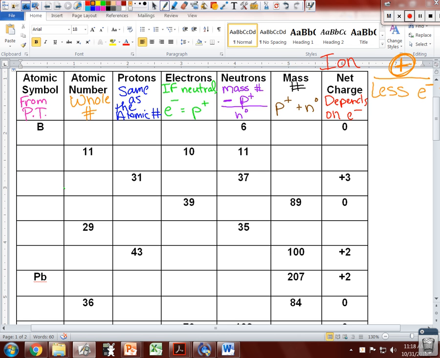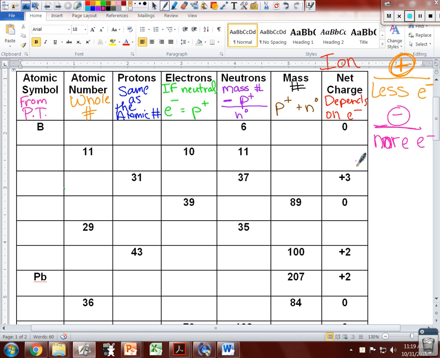Because protons are what charge? Positive. Well, if you have more positives, then obviously your charge is positive. Well, what's the opposite of this? If it's a negative charge, what do you have? You have more electrons. Remember, what does the charge depend on? The electrons. Okay? All right, so let's do 3 examples together and see if we can figure all this out.